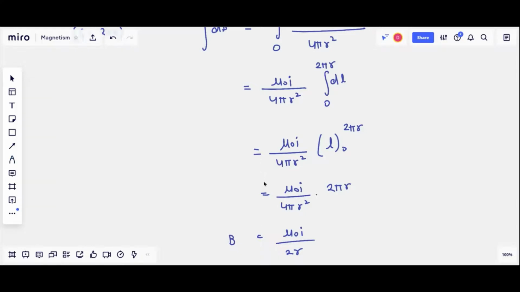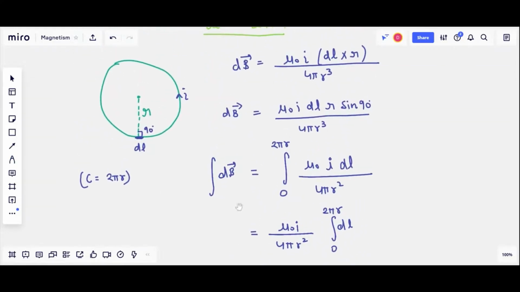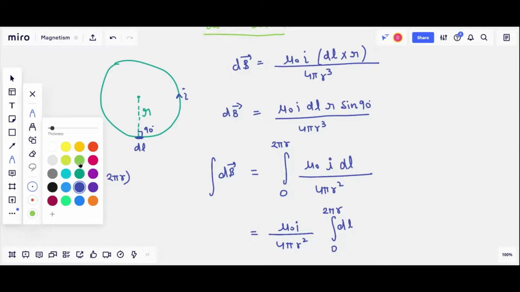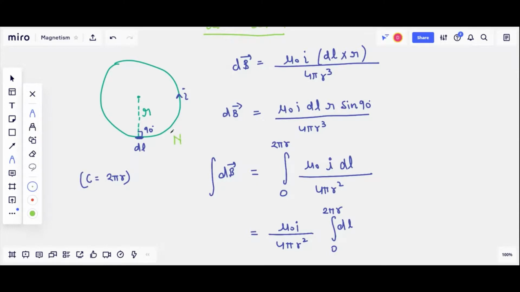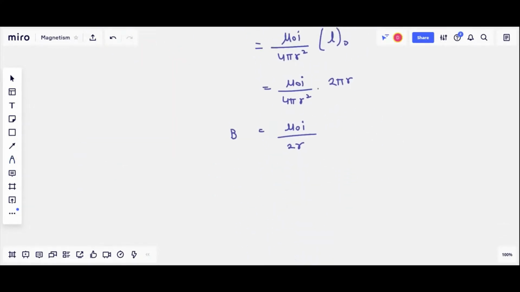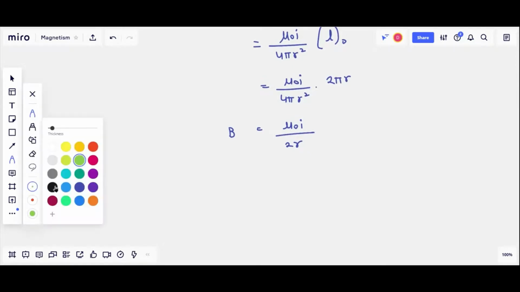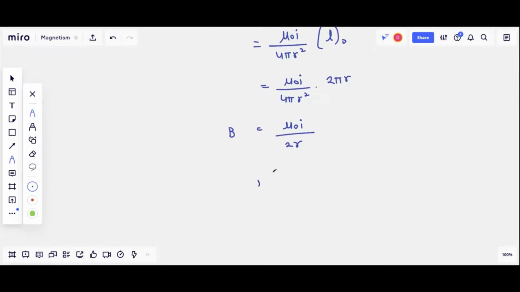This is the magnetic field if the loop just has one turn, but what if the loop has n turns? If it has n turns, we simply multiply with n. So the magnetic field for n turns comes out as mu naught I n over 2r.